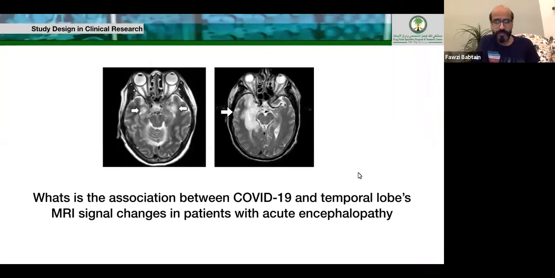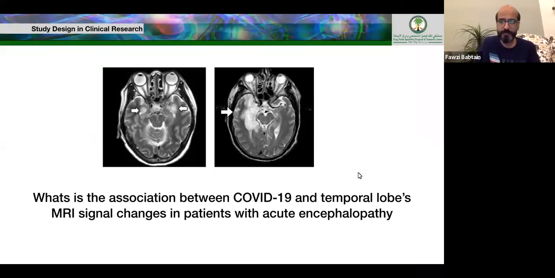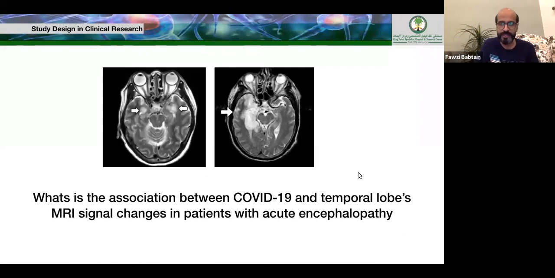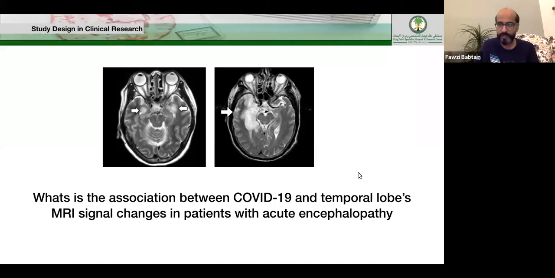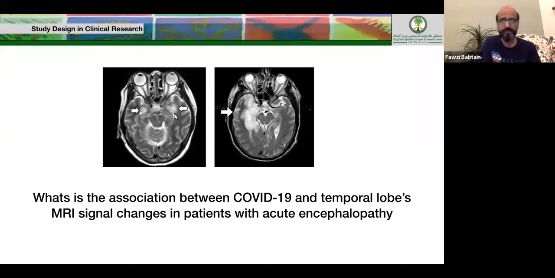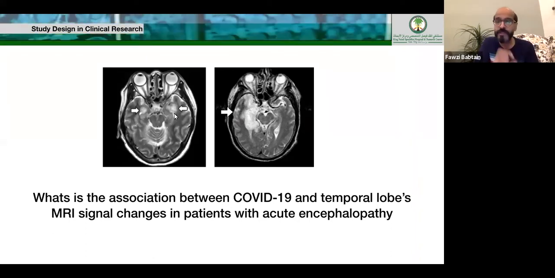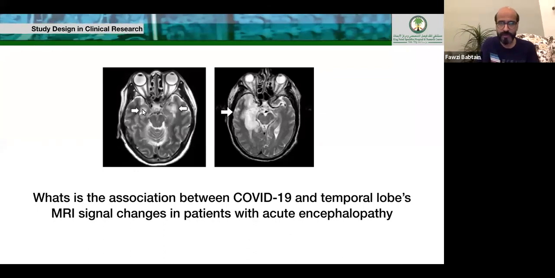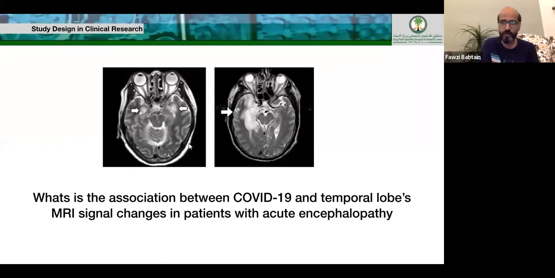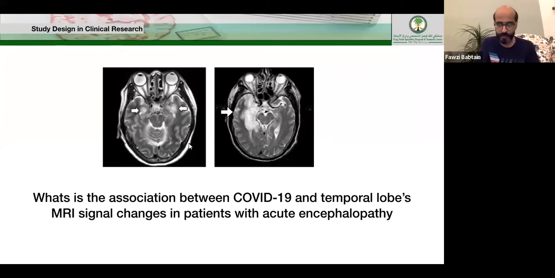Now the question will be, what is the association between COVID-19 and temporal lobe MRI signal changes in patients with acute encephalopathy? I'm looking at the temporal lobe, this part of the brain, and I want to see not only acute hemorrhagic encephalopathy. No, I want to really go more specific. Is there any specific pattern for the temporal lobe involvement in those who had COVID-19 and appear to have encephalopathy? And this is a research question.